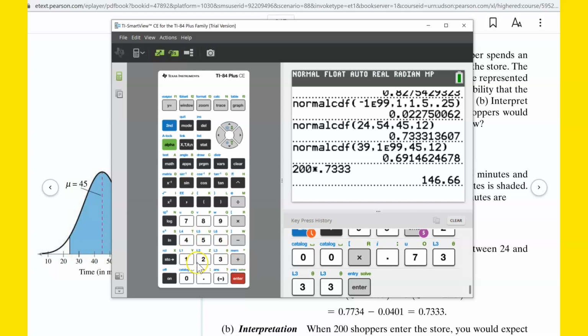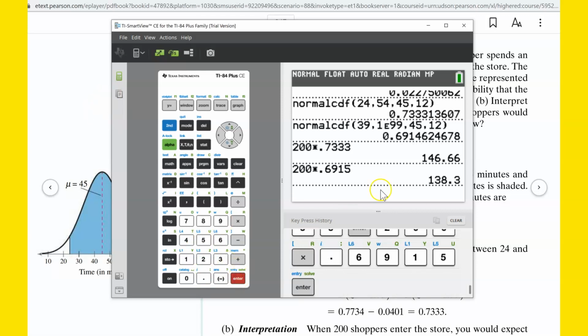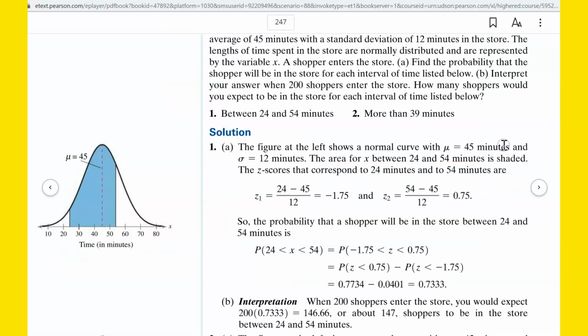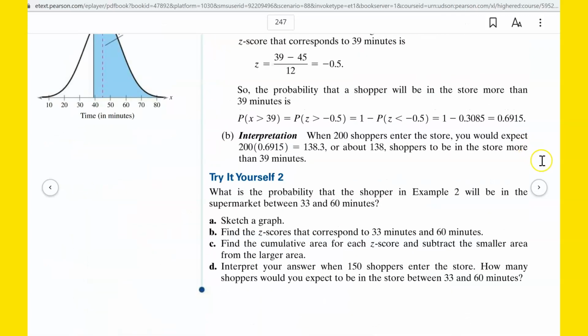And then for the second one, it'll be 200 times 0.6915. So about 138 shoppers will spend that amount of time. I think it was above 39 minutes. 138 shoppers will be in there more than 39 minutes. That's how you do it. That's a good problem.